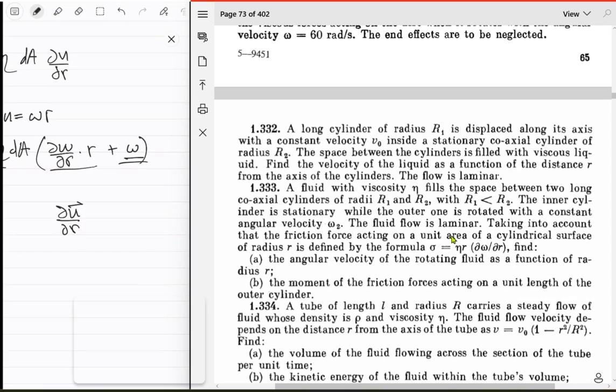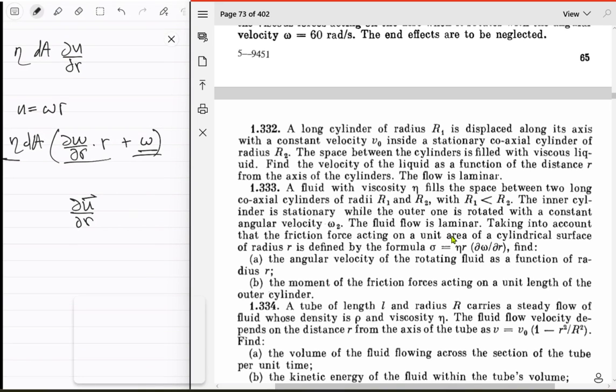Spherical surface of radius r is in this formula. No, I don't get it. How is this formula correct? What I got is very different than this thing. What I got is eta dA partial omega partial r times r plus omega. This is not this thing.